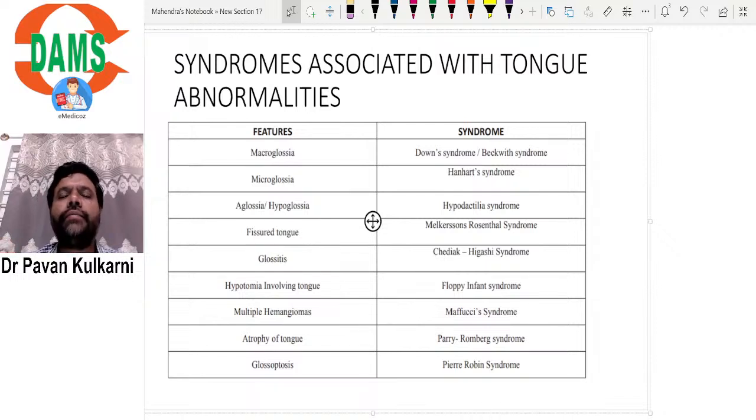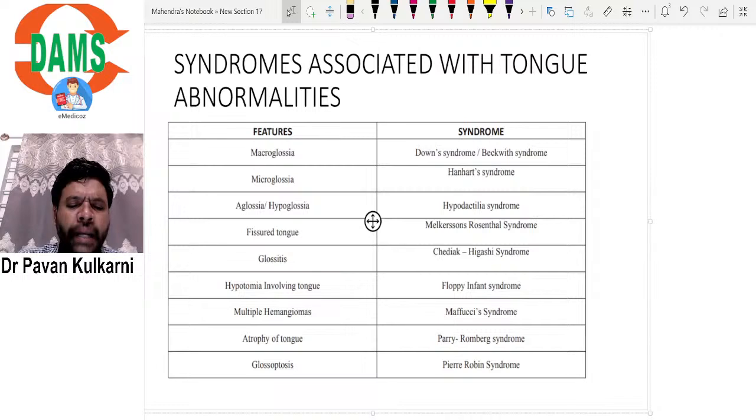Hypotonia of the tongue. Hypotonia means the tongue will be very flaccid. It will not have any tone. Tone means strength. That is seen in floppy infant syndrome.